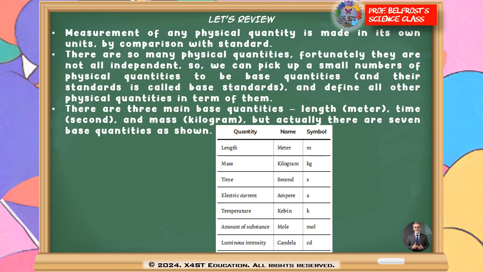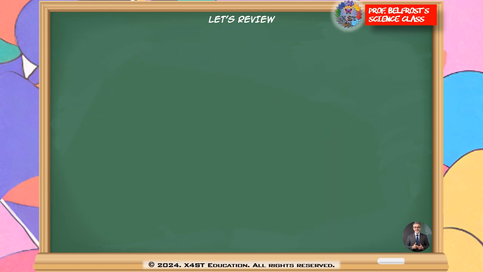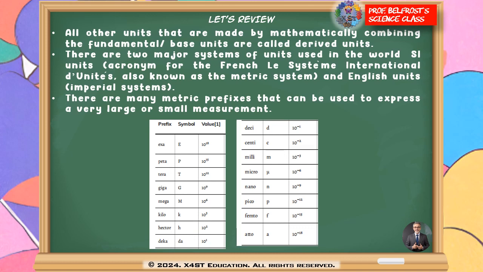Then all other units that are made by mathematically combining the fundamental or base units are called the derived units. There are many derived units, maybe hundreds or thousands, because you can make them yourself if you want to express new physical quantities. But there are only seven base units. Okay, so that's important for you.